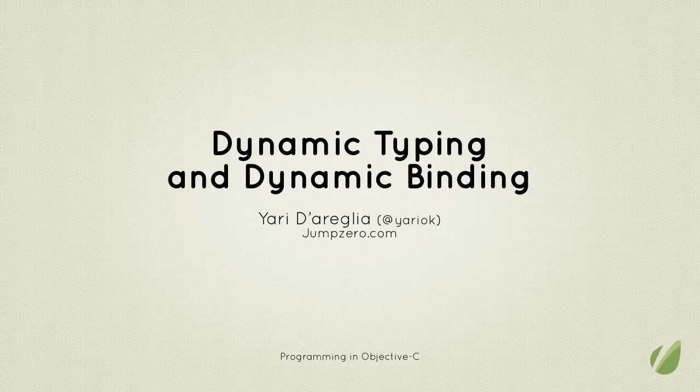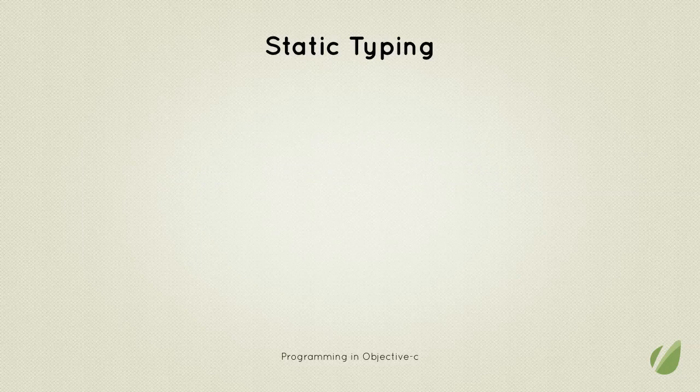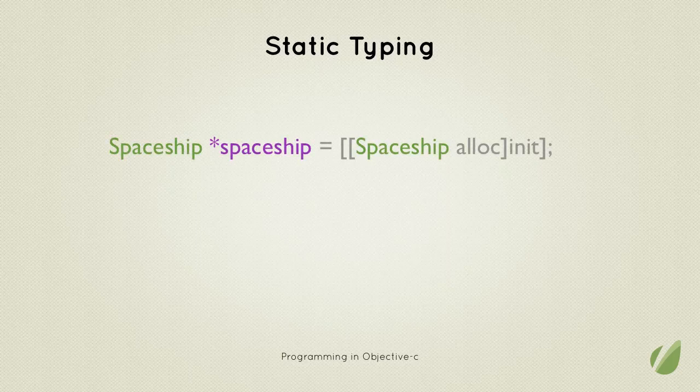In this lesson we walk through dynamic typing and dynamic binding. So far, in the examples, we have written code based on static typing declaration. For example, we have created an object using a specific class name, in that case, Spaceship. With static typing, we inform the compiler that a variable has a specific type, and this way it can check for errors at compile time.